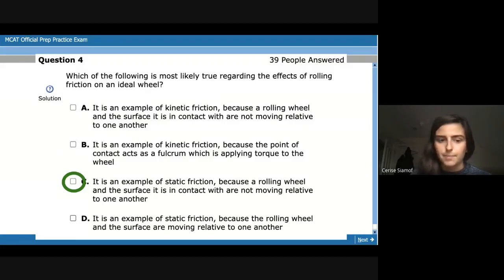But you can also look at the other answers, like A and D, and just eliminate them. And then B would also not be a definition. That's an example of kinetic friction. So you can also do it through process of elimination.